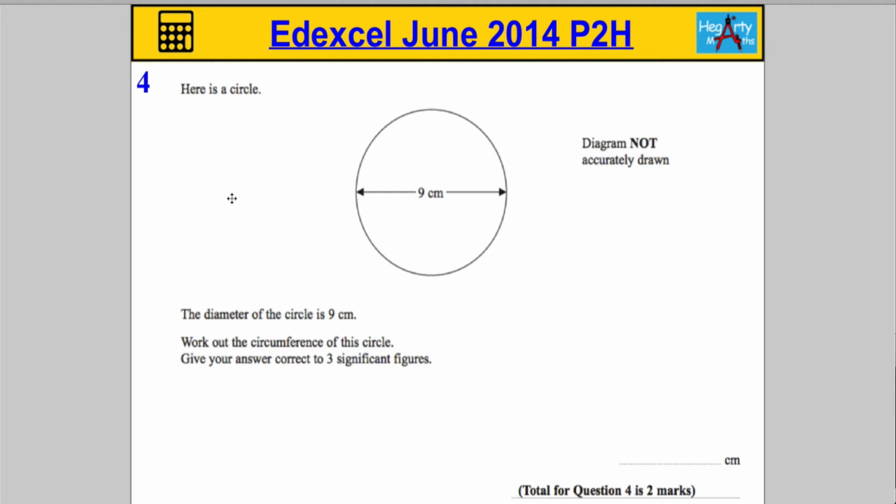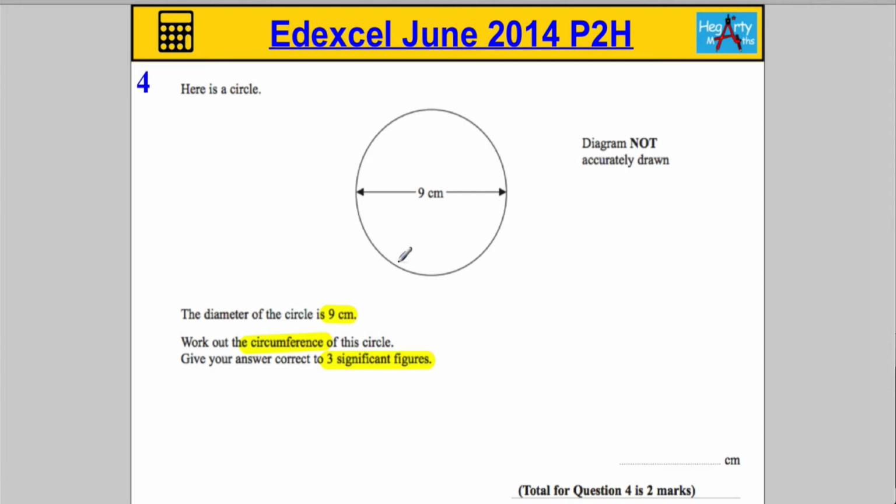Okay, so in question 4, we're given a circle. It says the diameter of the circle is 9 centimeters, and we're asked to work out the circumference of the circle, giving our answer to 3 significant figures.